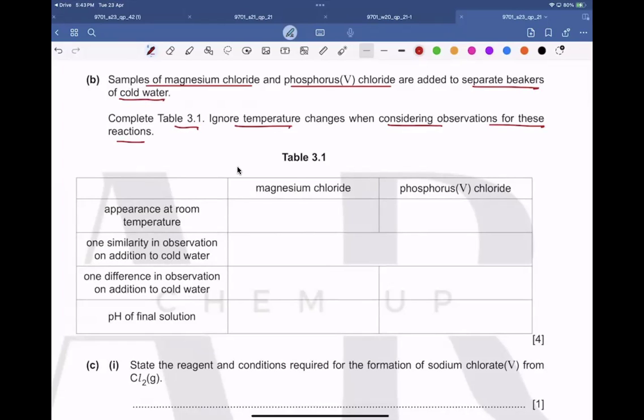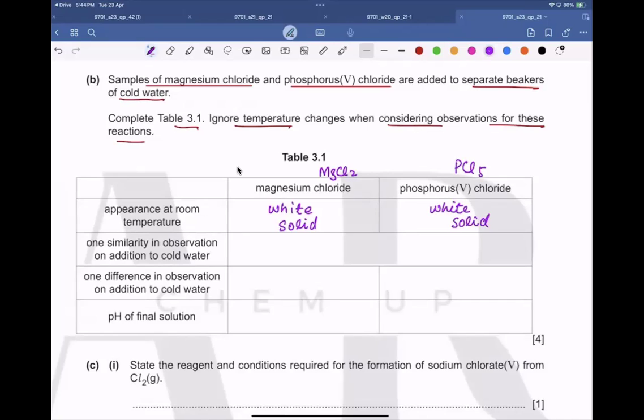And it's from group 2. So obviously it's colorless or white. So we are going to write white solid. Okay. Phosphorus 5 chloride. Its formula is PCl5, and magnesium chloride's formula is MgCl2. So it's a simple molecule, but it's a white solid.